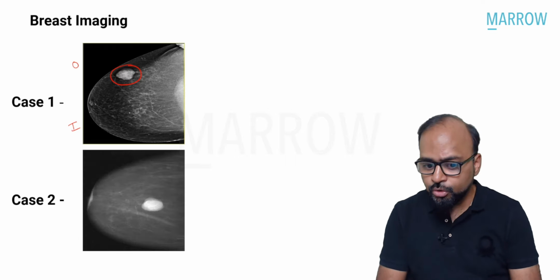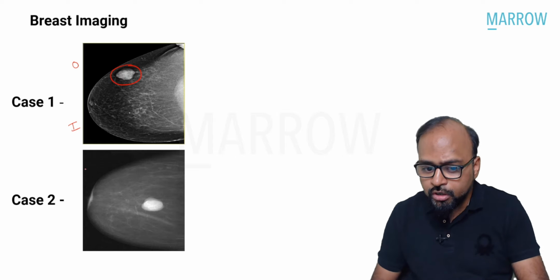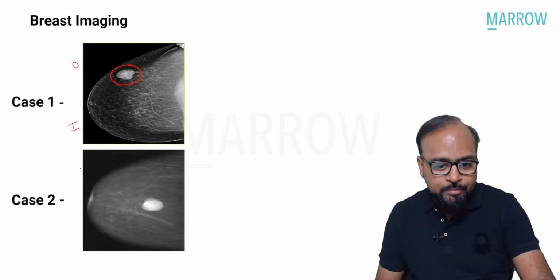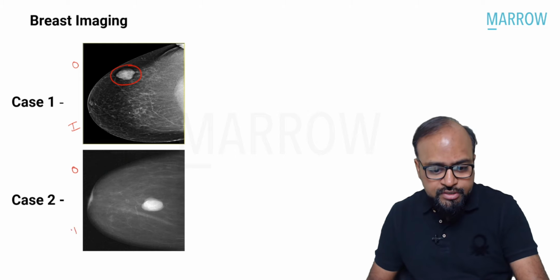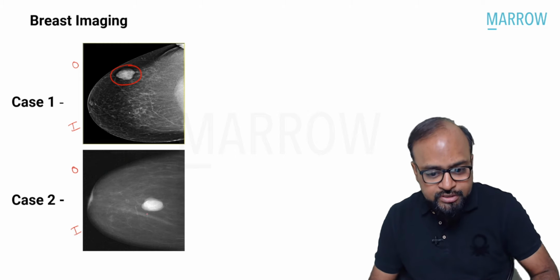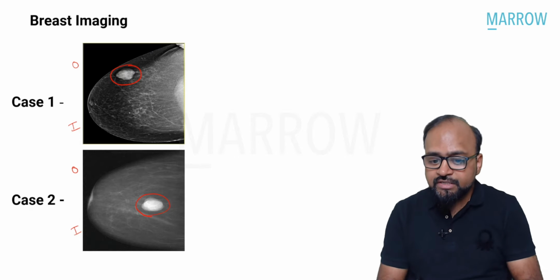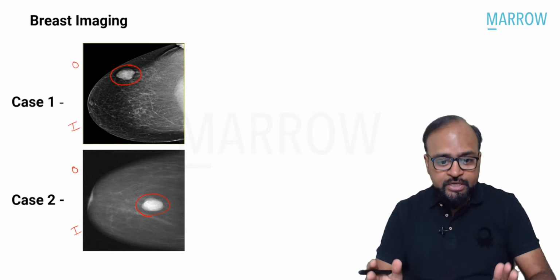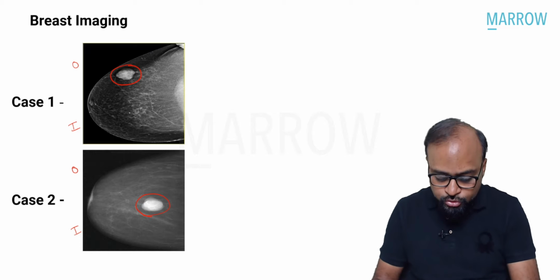Look at case number 2, right? Again, a craniocaudal mammogram image. This is the outer quadrant. This is the inner quadrant of the right breast. Again, can you see a similar lesion? It is again oval, smooth, well-defined margins, very few lobulations, no spiculations. So don't you think both these lesions look quite similar?